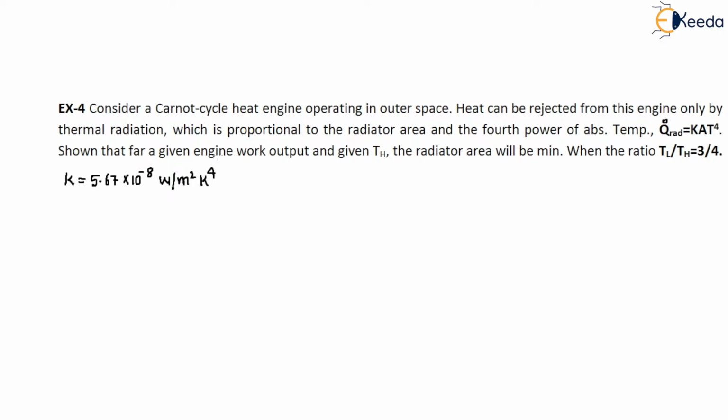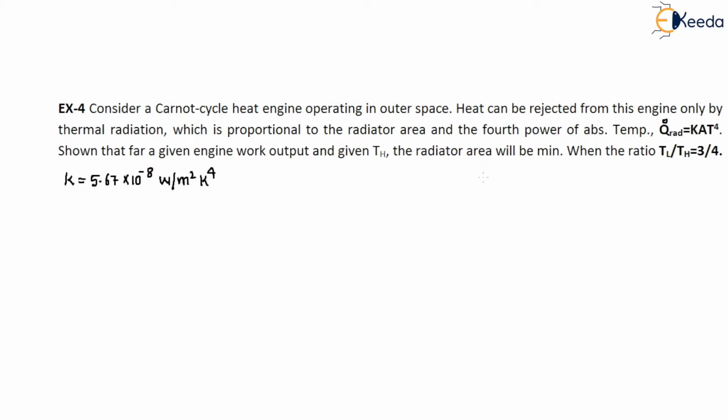So for a given engine work output and a given temperature of the source, the radiation area will be minimum. So what is the minimum area? We will find the condition. The condition is TL by TH equal to 3 by 4. We prove that at that condition the area will be minimum.